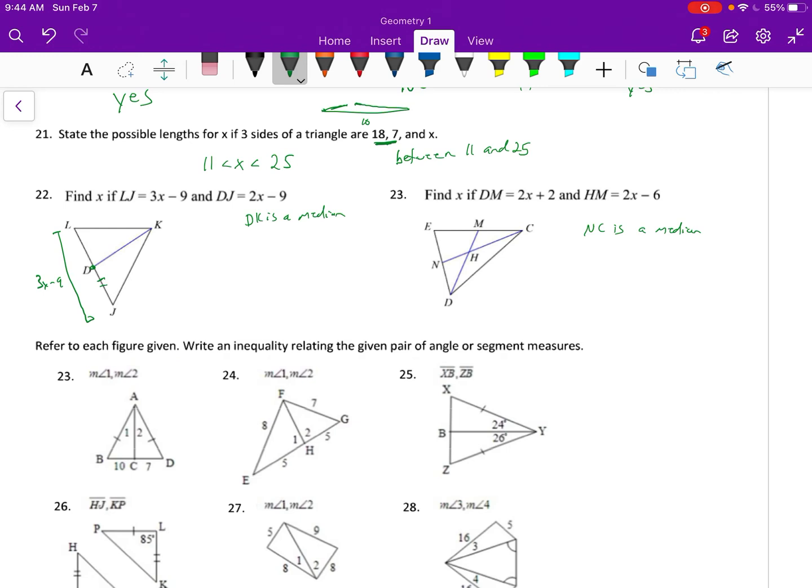So DJ is 2x minus 9. So LD has to be 2x minus 9 as well. So we could say 2x minus 9 plus the other 2x minus 9 is equal to 3x minus 9. We could have written that as a different way, like 2x minus 9 times 2, but this will work just fine. So we have 4x minus 18 equals 3x minus 9. We will subtract 3x from both sides, and we can also add 18 to both sides. And that gets us to our answer that 4x minus 3x is x. This is 0, 0. Negative 9 and 18 is 9. So x is equal to 9.